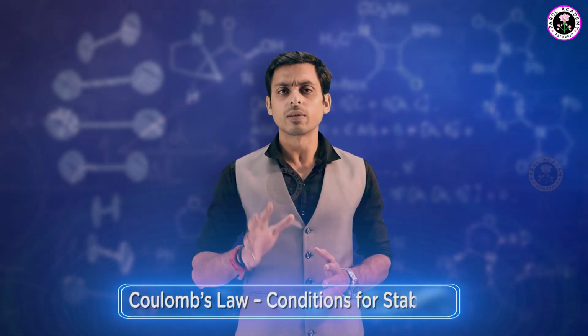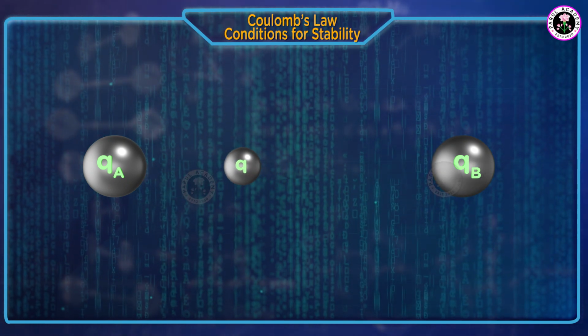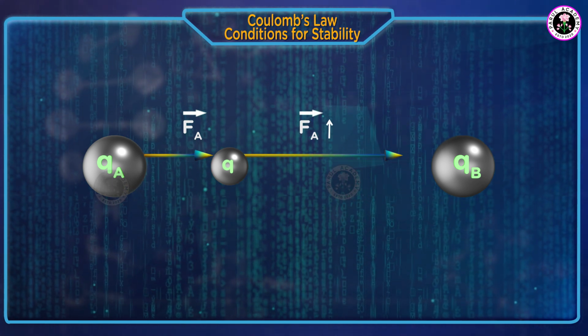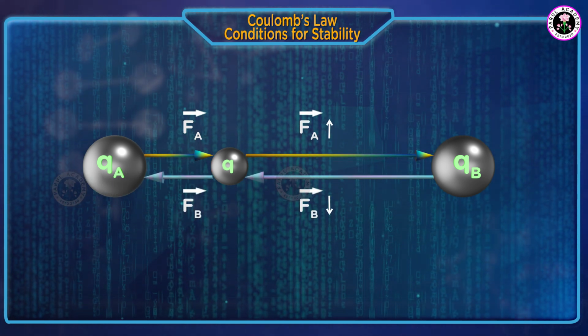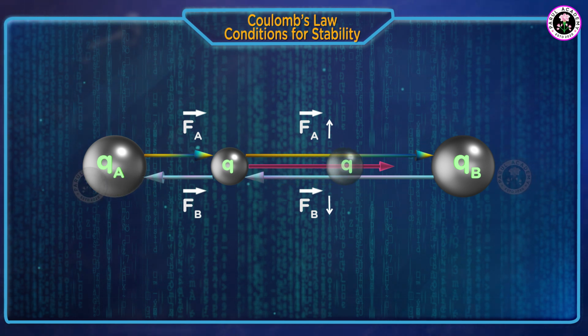Next is Coulomb's law, condition for stability. If Q is slightly displaced toward A, Fa increases in magnitude while Fb decreases in magnitude. So the net force on Q is forward, so it will not return to the original position. So for axial displacement, the equilibrium is unstable.